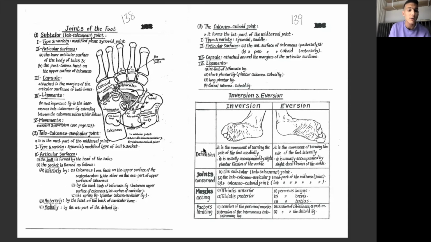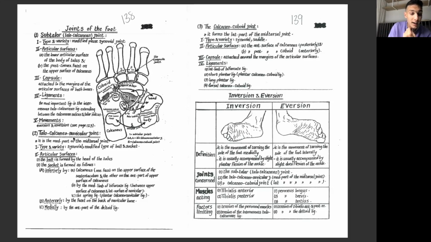Okay, joints of the foot. You have the subtalar joint, which is between the talus and the calcaneus. It's a plane synovial joint, between the lower articular surface of the body of the talus and the posterior convex facet on the upper surface of the calcaneus. The calcaneus is down and the talus sits upon it, so that makes sense. Ligaments: the most important ligament here is the interosseous talocalcanean ligament. Glue, again, talus and calcaneus. And eversion and inversion movements.